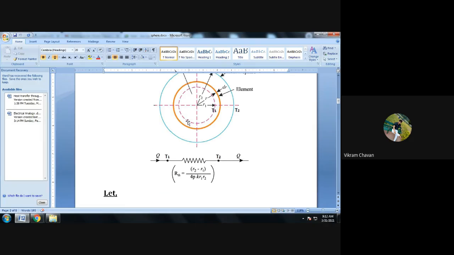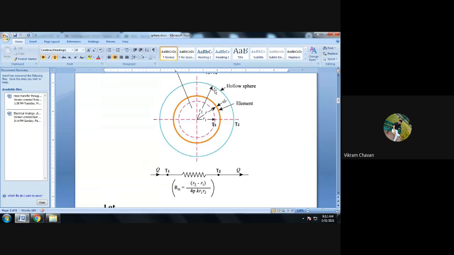Now if you want to draw the electrical circuit diagram for this heat flow, we have to show the heat flow from the inner surface to the outer surface, that is from temperature T1 to temperature T2. So the direction of heat flow will be from the left hand side towards the right hand side. For the flow of heat, the resistance will be offered by the thickness of that particular sphere. Thickness means the difference between the inner radius and the outer radius.